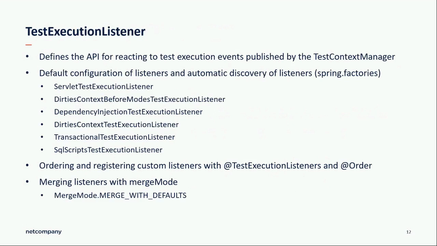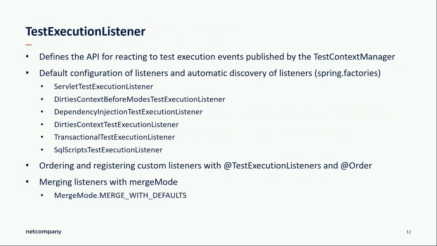is in the spring.factories file. This is a standard way of Spring to define some of its configuration. It's usually in the META-INF folder, and there you can find spring.factories, and then there is the list of this default stuff. Of course, you can register your custom listeners, and for this there is the TestExecutionListeners annotation. The thing which is worth noting is that they have a specific ordering there, and they use the concept of the Order annotation or Ordered interface in Spring.